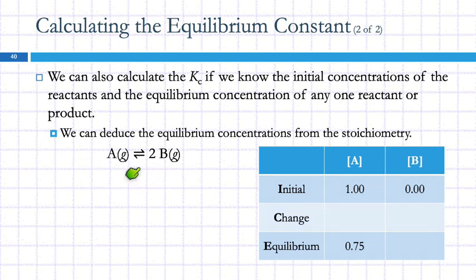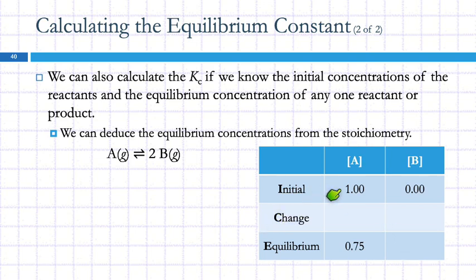So here we'll start with a very simple reaction. A in the gas state is going to 2B in the gas state. So let's say we start out with 1 mole per liter of A and no B. And then at equilibrium, we measure and we find that this concentration is 0.75 now. So this is our initial concentration, this is the equilibrium concentration. We don't know the other one.